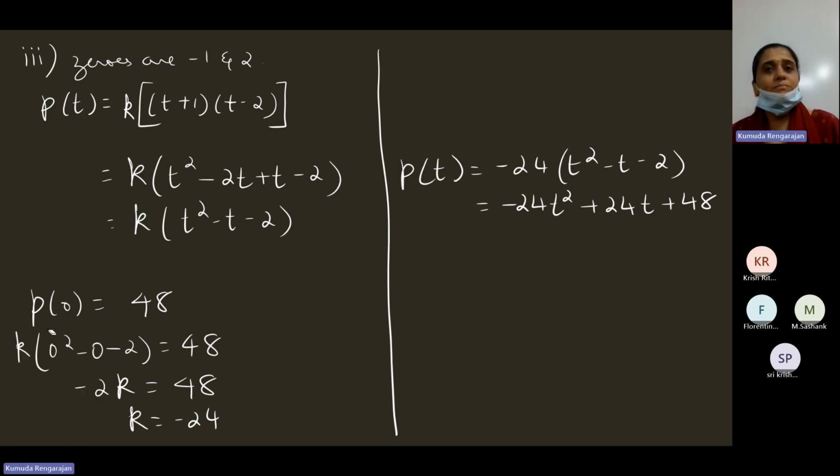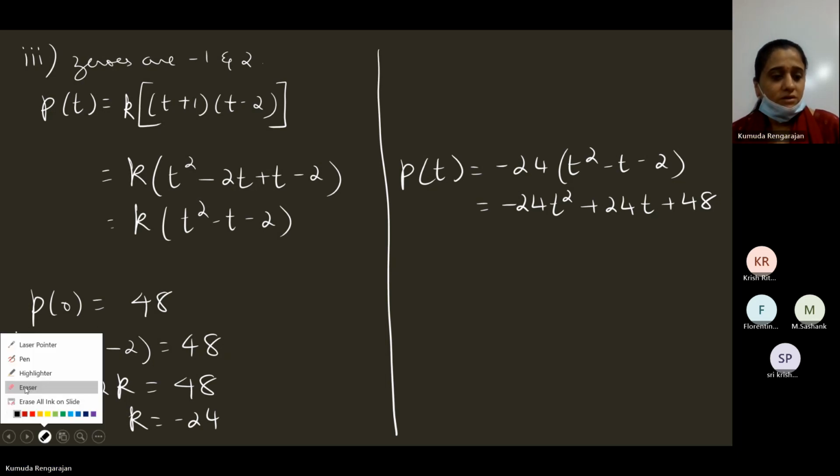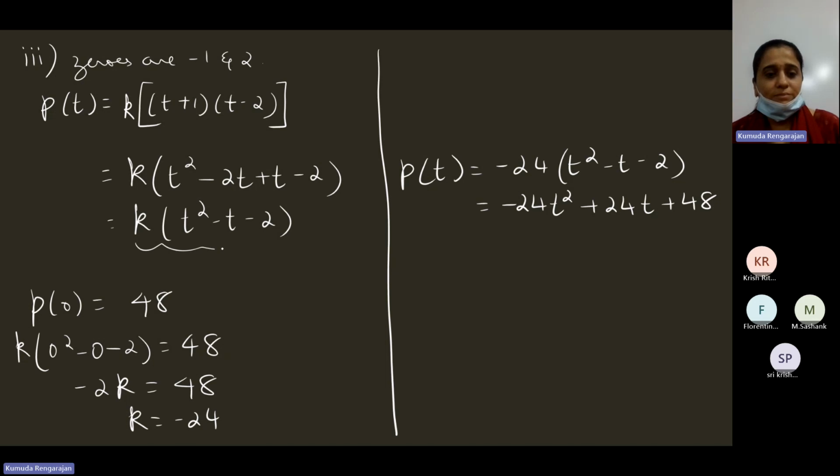So P of 0 means what? In the polynomial P of t, wherever there is t, you should put 0. This is the polynomial P of t. Wherever you have t, you should use 0.